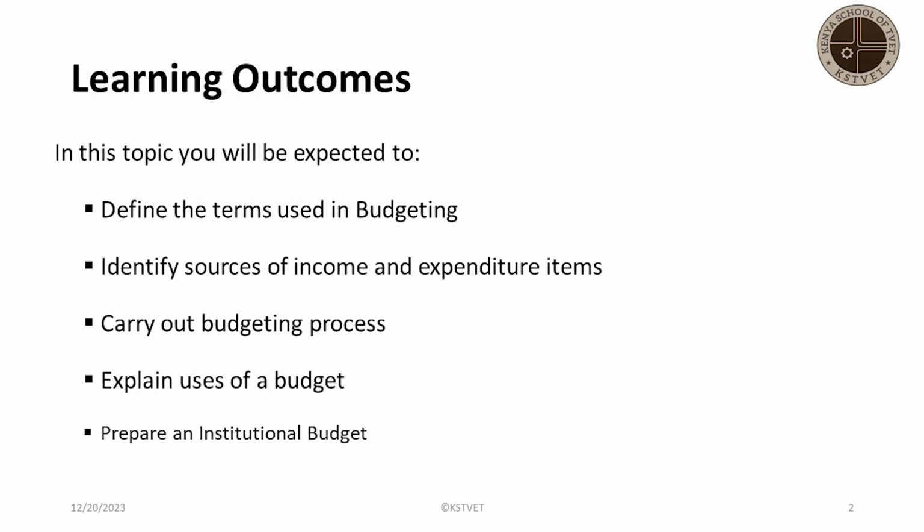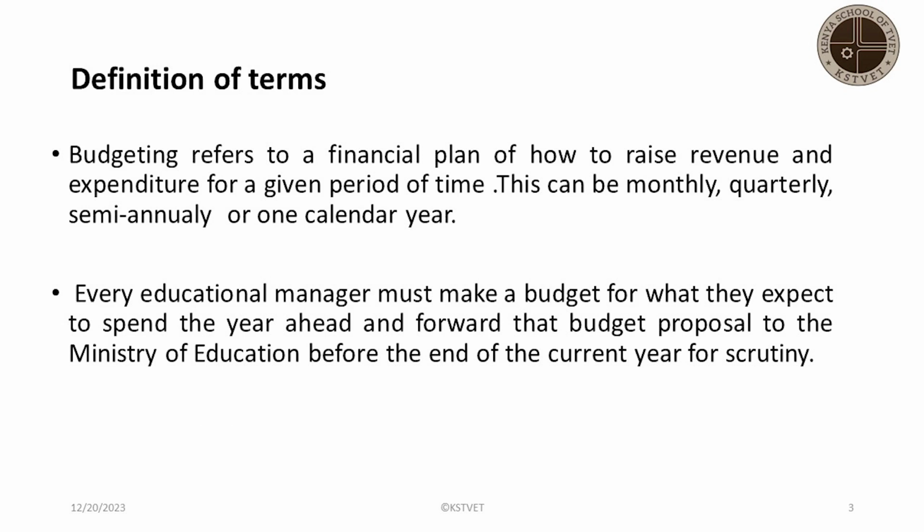Learner, what is budgeting? Budgeting refers to a financial plan of how to raise revenue and expenditure for a given period of time, for example, monthly, quarterly, or a calendar year. Did you get it correct? Take a moment and reflect on an area where you participated in a budgeting activity.